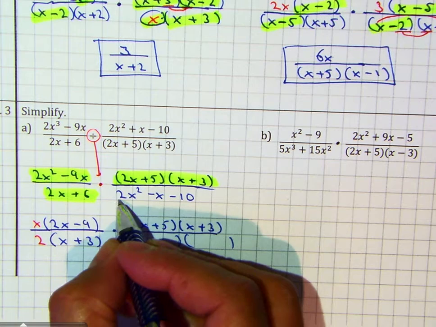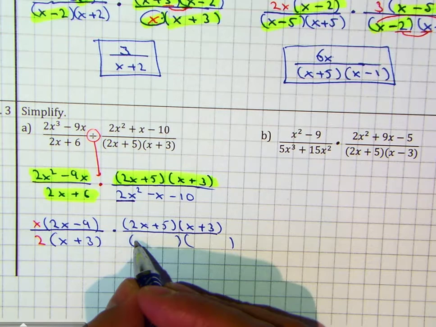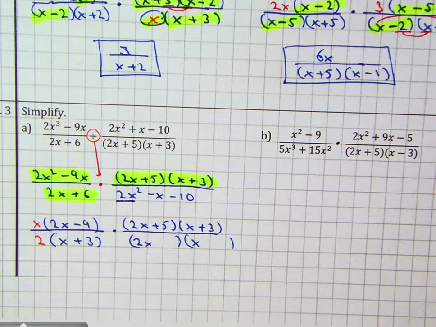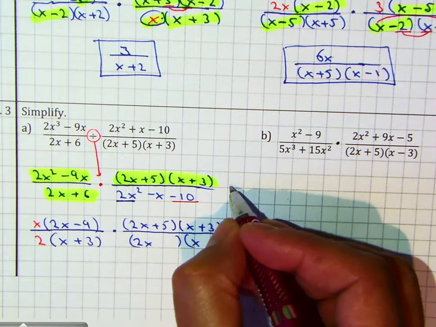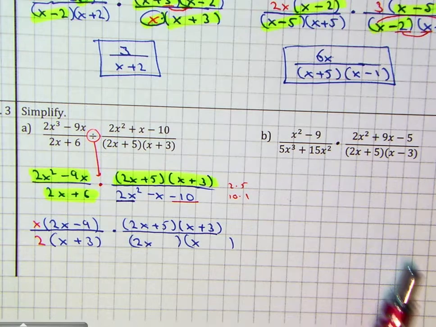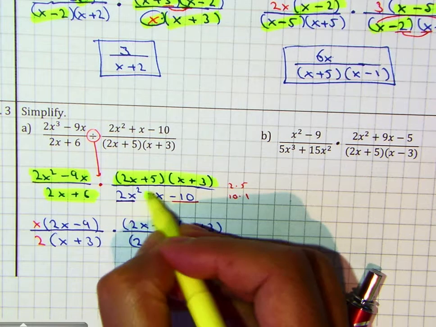What do we need to move? What are the factors of 2x squared? Will be 2x times x. What are the factors of negative 10? 2 times 5, 10 and 1. I need to end up with a negative 1x. So which one should I use?